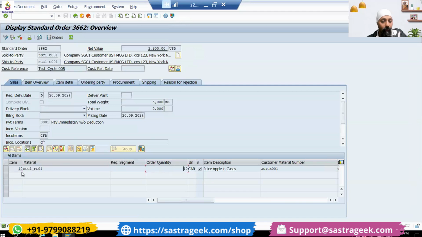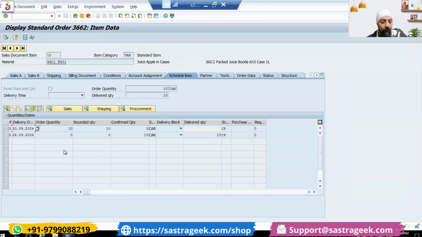So if I have this order of quantity 10 and I want to check the confirmation, I need to go into the schedule lines. This is my schedule line, right? In the schedule line, I would be seeing this: the delivery date was required 20th of September, but we are committing it for 26th of September. Okay, I have confirmed quantity. This is the committed quantity we are looking for. The committed date is 26th of September and the confirmed quantity is 10.